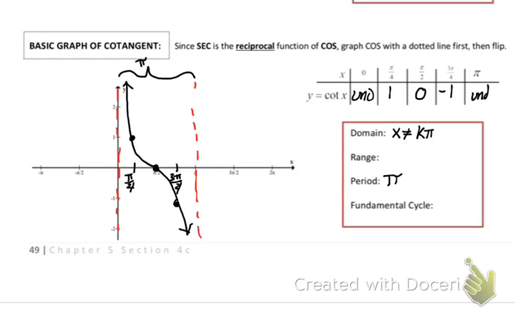If I plug a 0 in for k, that means I have a vertical asymptote at 0. Got one of those. If I plug a 1 in for k, I should have one at pi. I got one of those. If I put a 2 in, it should have one at 2 pi. I could definitely draw one at 2 pi. It is the proper spacing. We just leave it as x cannot be k times pi. Range, once again, is -infinity to infinity. Fundamental cycle, this one's a little different because it's 0 to pi.